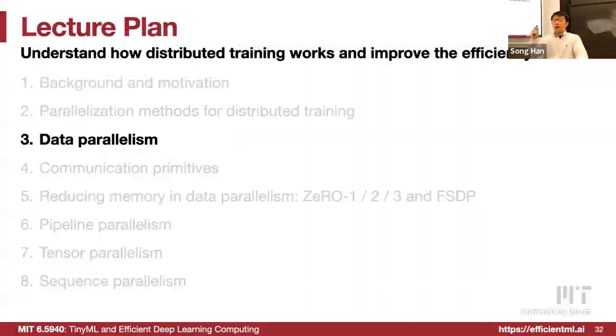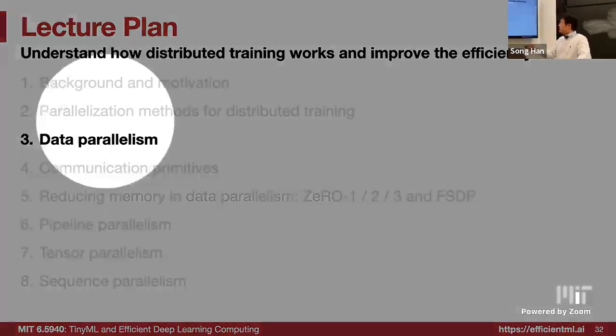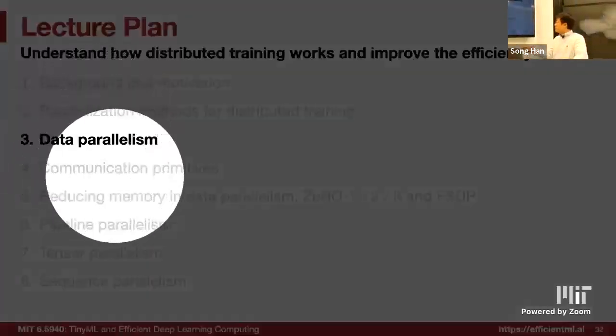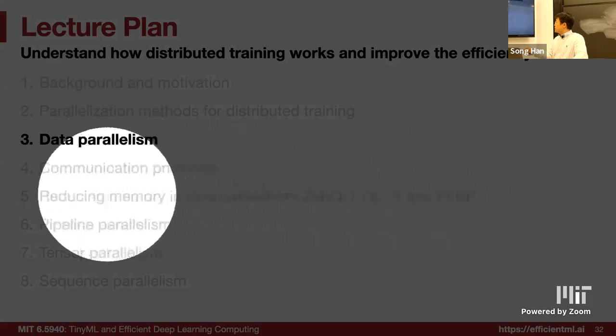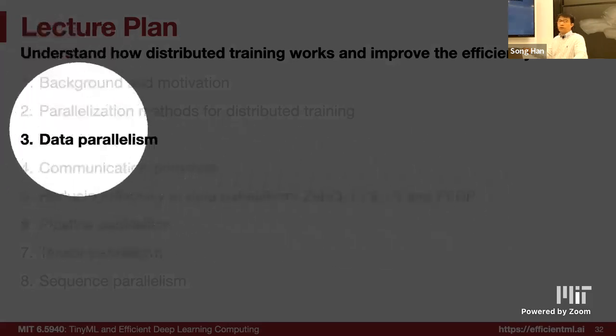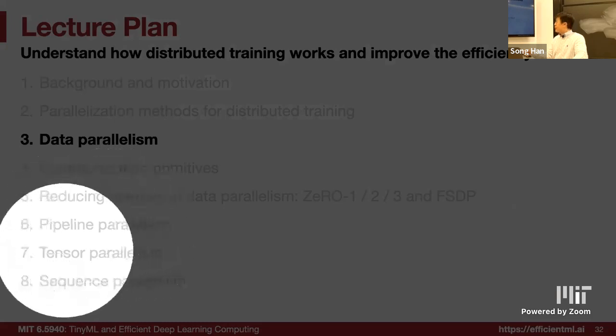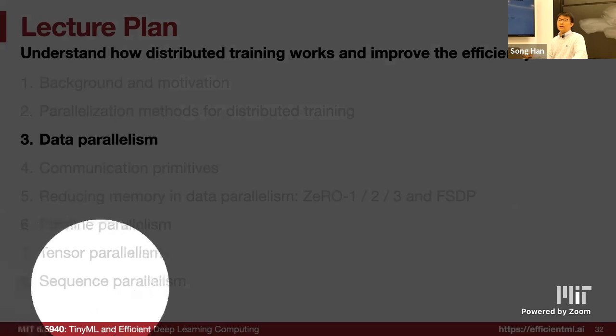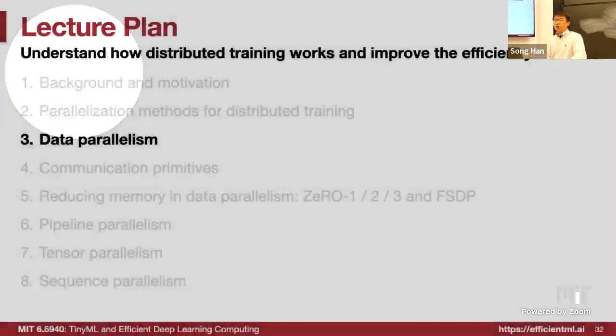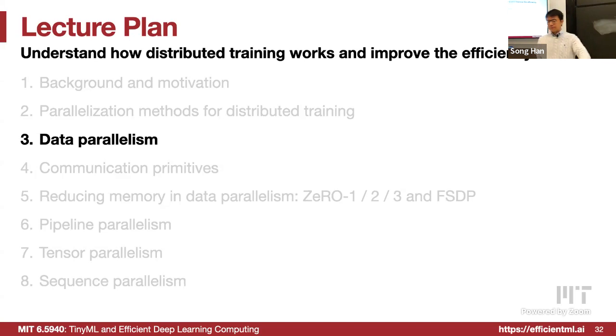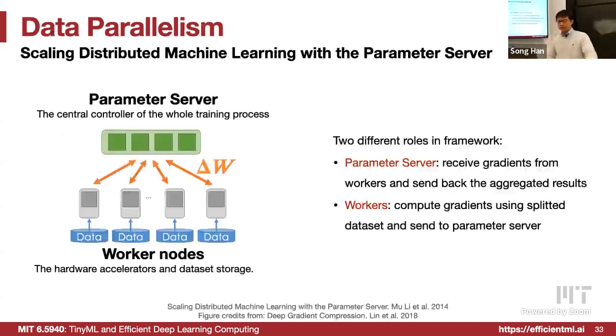And now we are going to dive deeper into each parallelization approach and see how we implement them. So we are going to start with data parallelism, communication primitives, ZeRO, and FSDP. These are all related to data parallelism. Next, we're going to talk about pipeline parallelism, and then tensor parallelism, followed by sequence parallelism, to cover all 4 parallelization techniques. Okay, ready? Let's go with data parallelism.